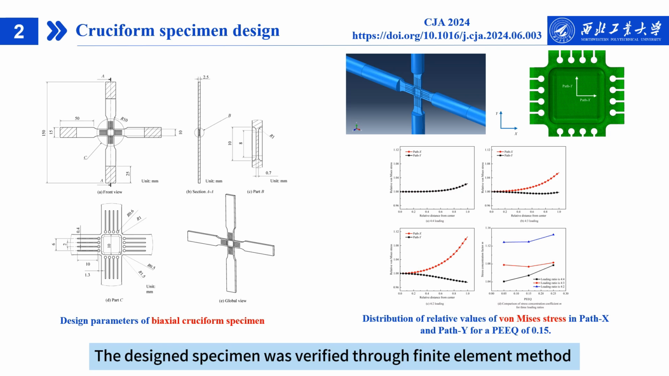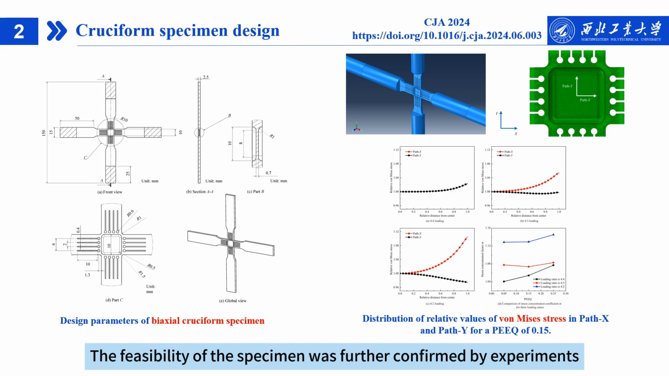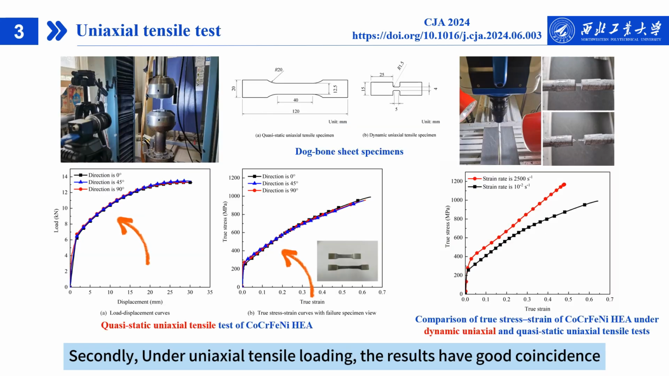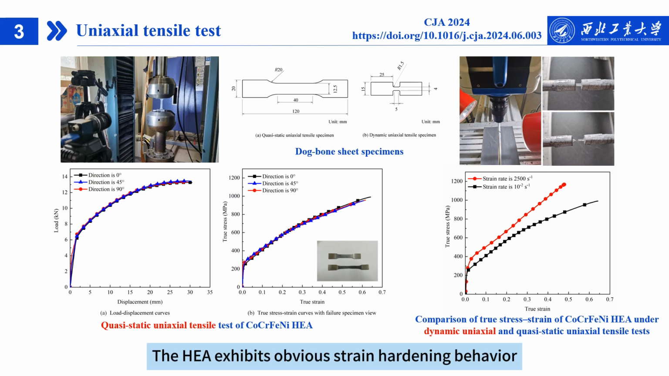The designed specimen was verified through finite element method, which meets the design and experimental requirements. The feasibility of the specimen was further confirmed by experiments. Secondly, under uniaxial tensile loading, the results have good coincidence. Therefore, this HEA is considered to have tensile isotropy within the slice plane. The HEA exhibits obvious strain hardening behavior.